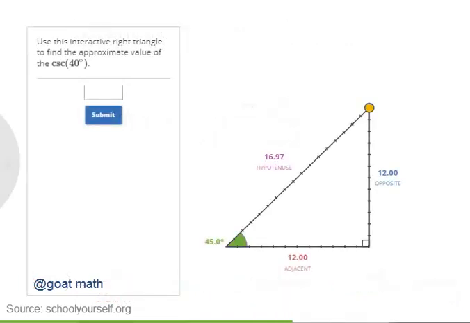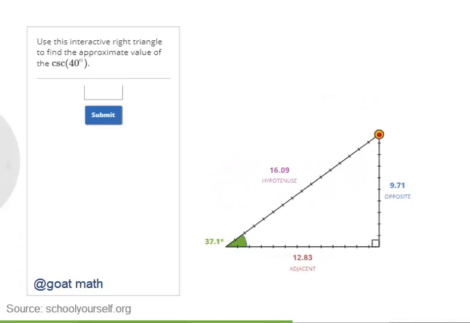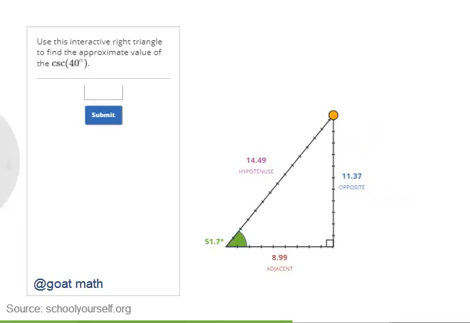So now it's time for you to calculate the cosecant of an angle using this interactive right triangle. You can drag around this corner in the upper right to make any right triangle you want. As you move the corner, you'll be changing this angle down here, and also shown here are the lengths of the hypotenuse, opposite, and adjacent sides of the triangle. So try using this interactive right triangle to find the approximate value of the cosecant of 40 degrees. And if you get stuck, feel free to ask for a hint.